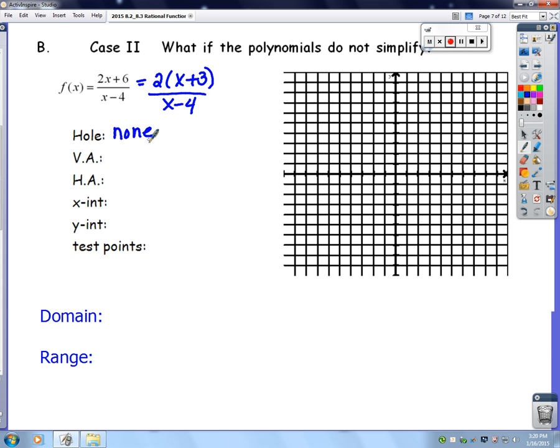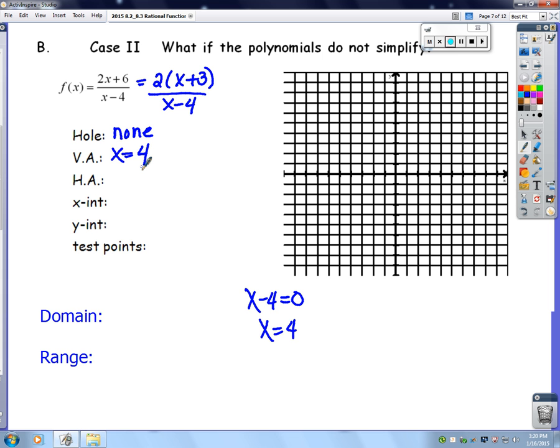All right, vertical asymptote. It's the 0 of the denominator. So what makes my denominator 0? So set x minus 4 equal to 0, so x equals 4. X equals 4.